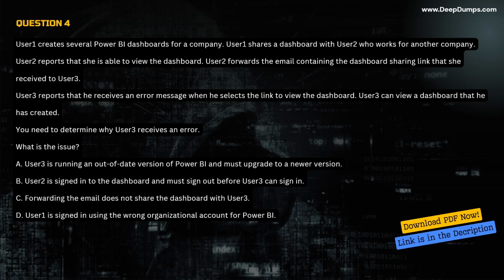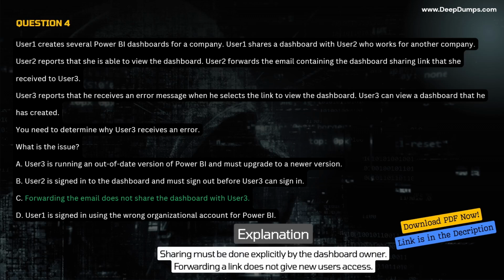What is the issue? A. User 3 is running an out-of-date version of Power BI and must upgrade to a newer version. B. User 2 is signed into the dashboard and must sign out before User 3 can sign in. C. Forwarding the email does not share the dashboard with User 3. D. User 1 is signed in using the wrong organizational account for Power BI. Correct answer C. Forwarding the email does not share the dashboard with User 3. Explanation. Sharing must be done explicitly by the dashboard owner. Forwarding a link does not give new users access.